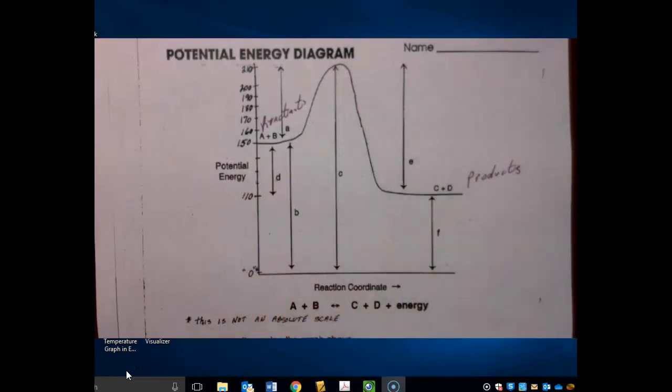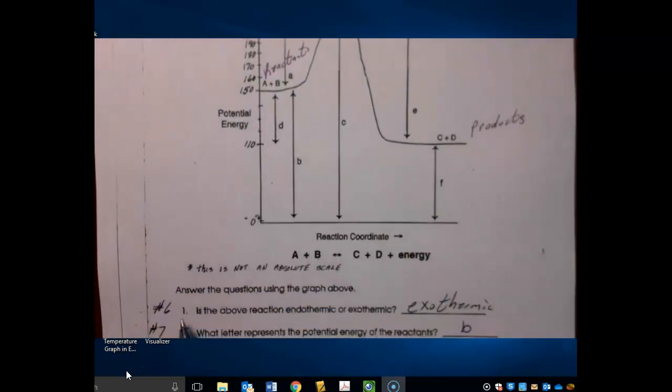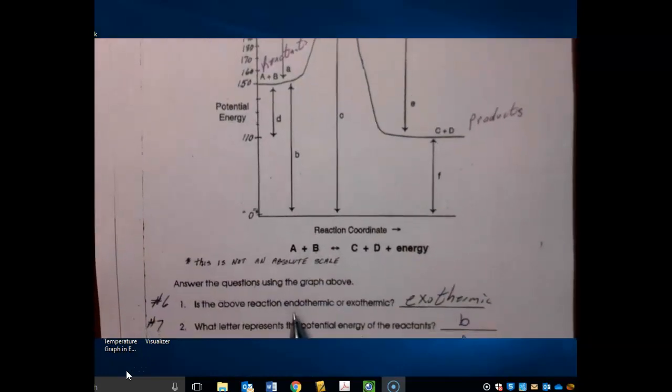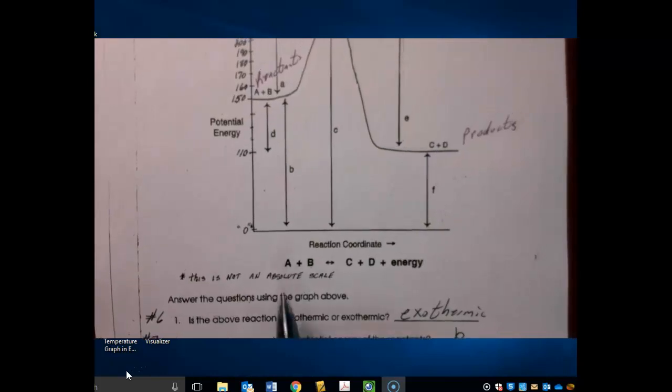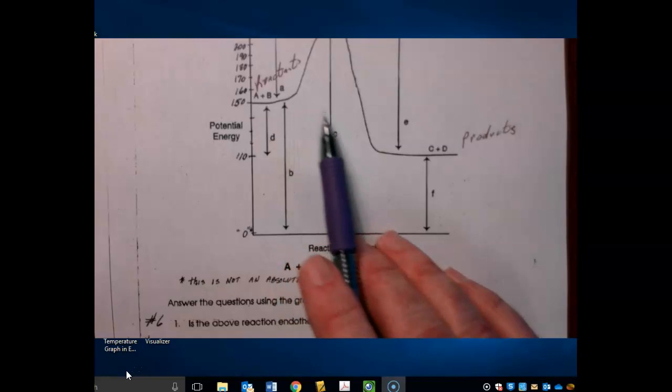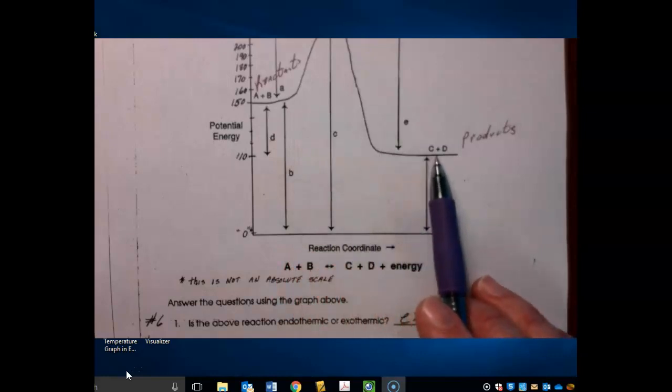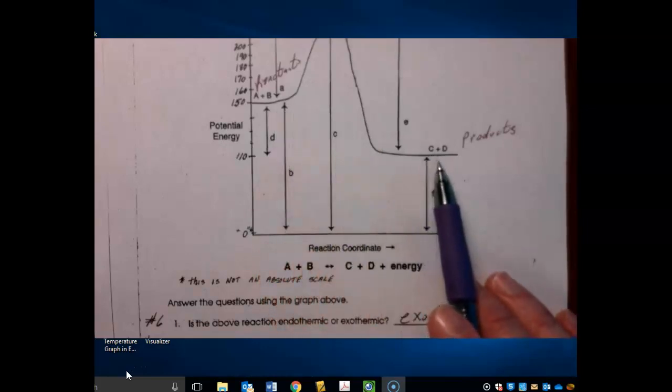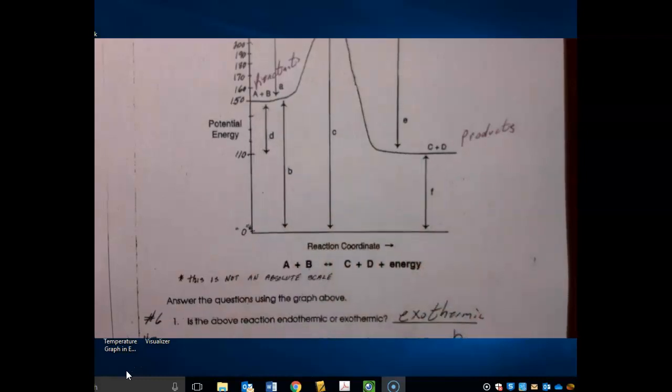The first question you were asked, which was number 6 on your quiz, was: is the above reaction endothermic or exothermic? Well, the energy of the reactants was here. The energy of the products is less. So where did that energy go? It had to be given off to the surroundings, so that would be an exothermic reaction. The energy of the products is less than the energy of the reactants.